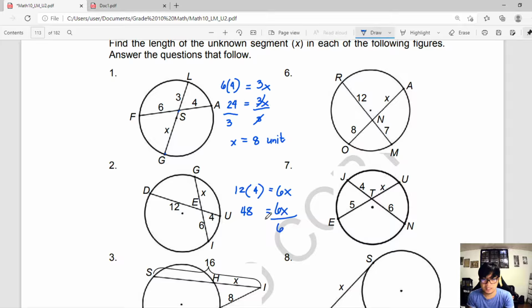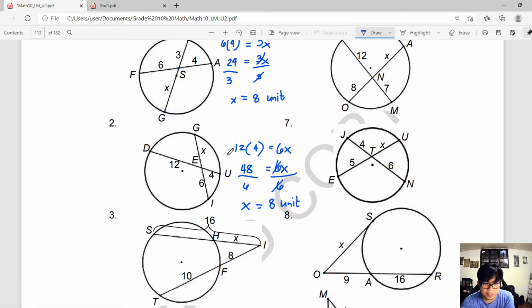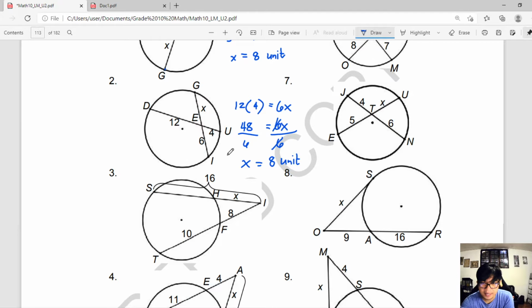Divide both sides by 6. Cancel this. So x is equal to 48 divided by 6, which is 8. 8 units. Okay, let's proceed with number 3.